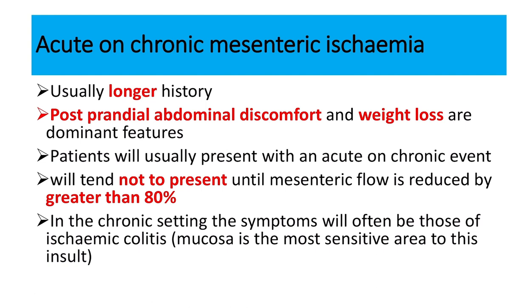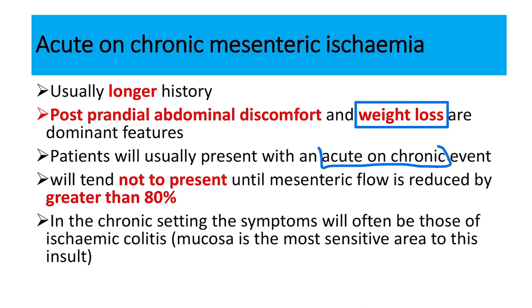Now see acute on chronic mesenteric ischemia. What occurs in acute on chronic mesenteric ischemia? Usually there is a longer history, and postprandial abdominal discomfort and weight loss are dominant. So here the key feature is the weight loss, which is very, very important. A patient suffering from severe acute abdominal pain and a weight loss history, in this condition the diagnosis will be acute on chronic mesenteric ischemia. And the patient will usually present with an acute on chronic event.